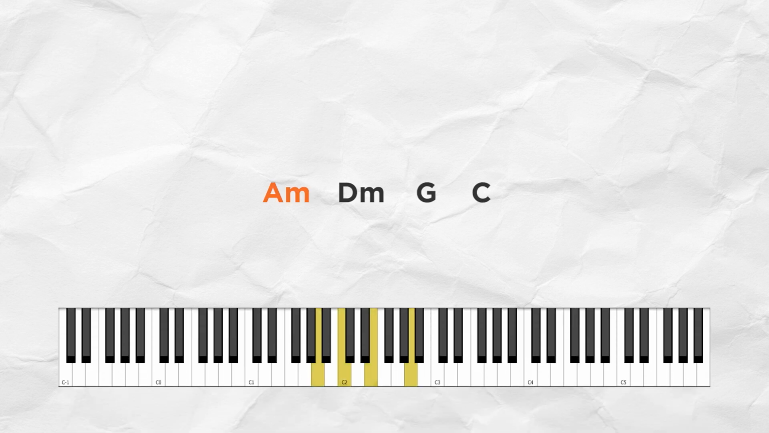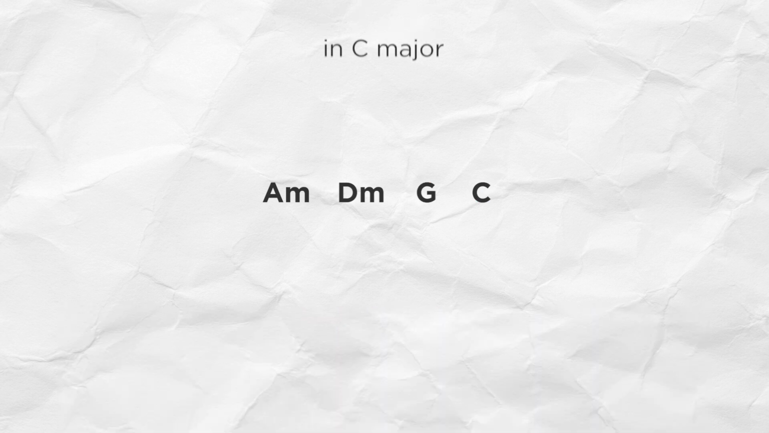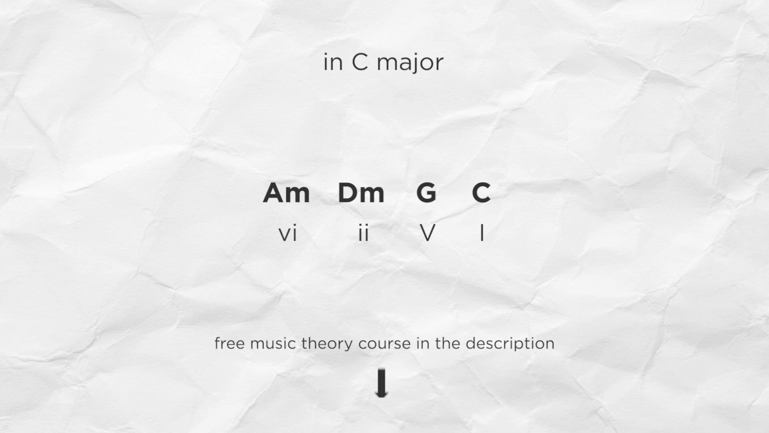We'll start with a simple chord progression of A minor, D minor, G, and C. This is in the tonality of C major, and these are the degrees 6, 2, 5, and 1. This chord progression will be our canvas for today, and we'll see different ways to make it more colorful as we go. If at any point anything needs more explanation, I will link my full music theory playlist in the description. Everything should be in there.